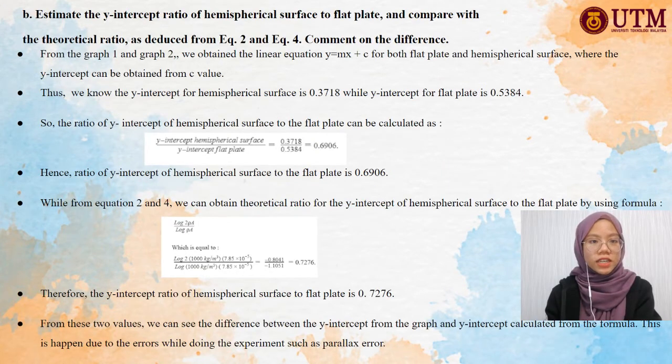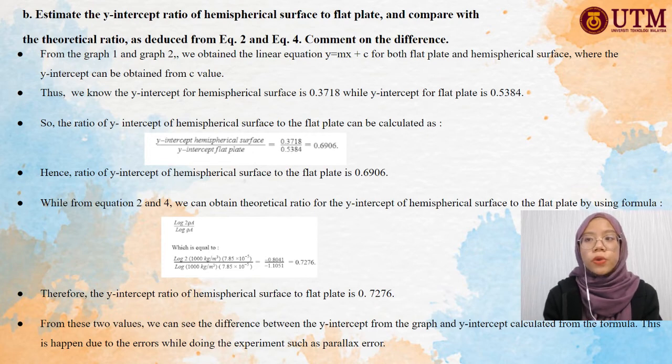The next question is to estimate the slope of the graph for both flat plate and hemispherical surface and compare it with the theoretical value. From the graph that I showed just now, we can clearly see that the value of force F and velocity V can affect the steepness of the graph. We know that the equation of a linear graph is y equal to mx plus c, where m is the gradient of the slope and c is the value of the y-intercept.